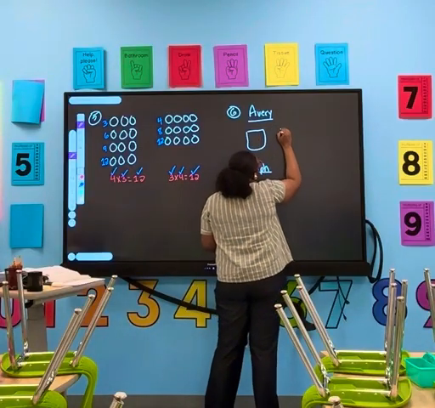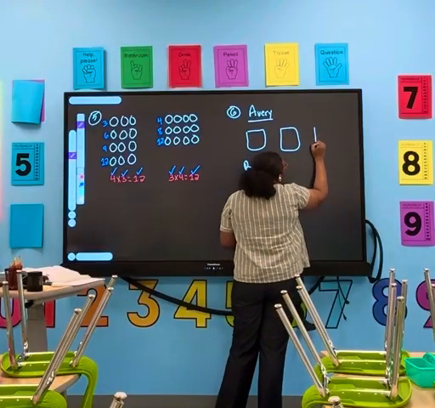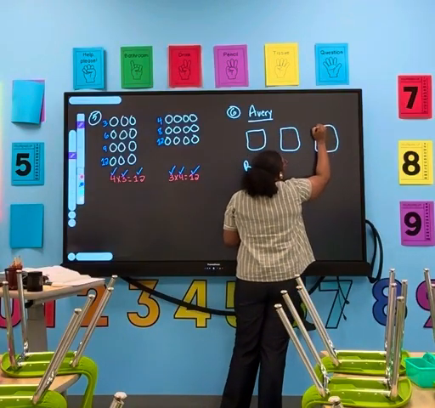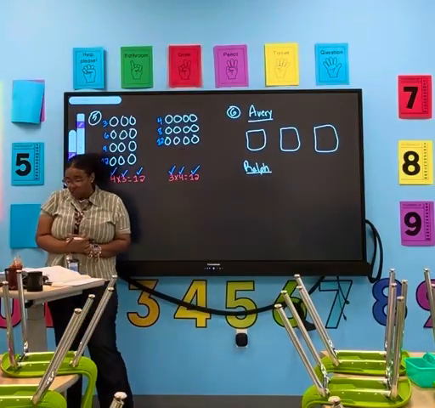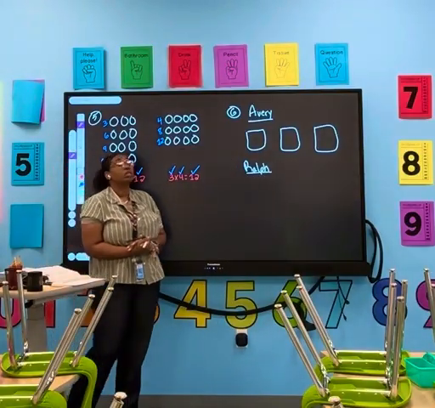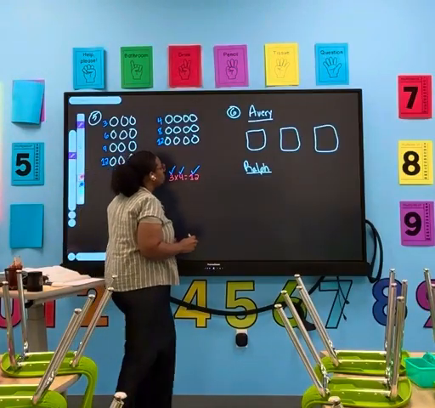That's 1 basket, 2 baskets, and 3 baskets. So that's Avery's 3 baskets. They tell me that she has 9 flowers in each basket. Okay, so let's put her 9 flowers in there.